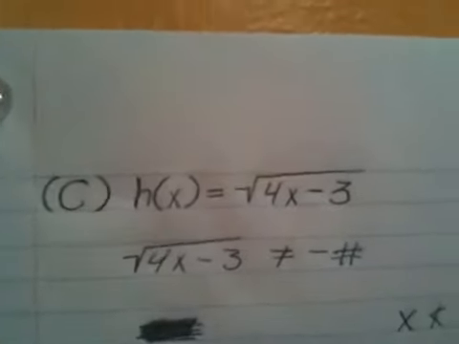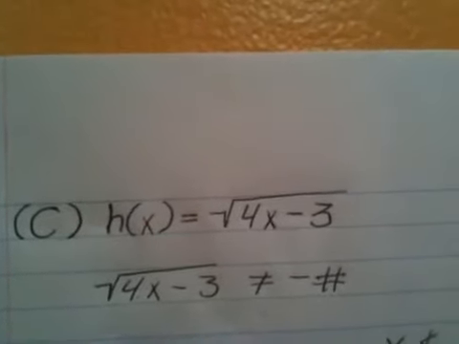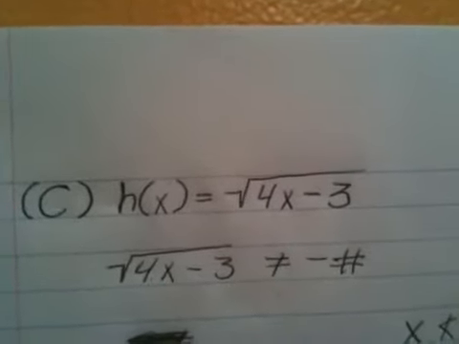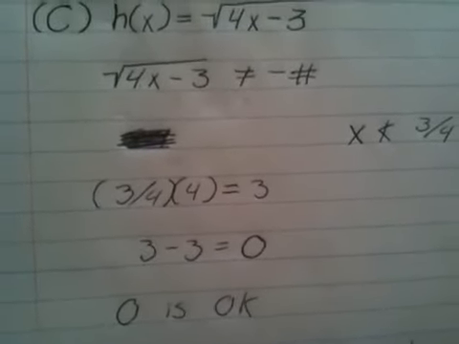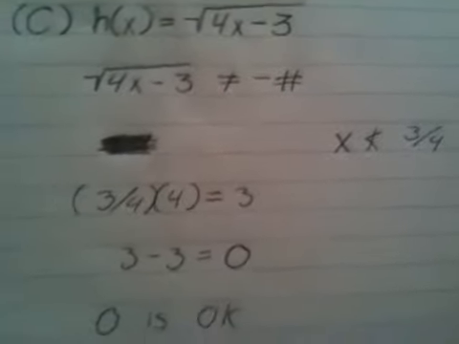C is h of x equals the square root of 4x minus 3. 4x minus 3 cannot equal a negative number. Since 4 times 3/4 equals 3, and 3 minus 3 is 0, 0 is okay, since that is not an irrational number. But anything smaller than that would create an irrational number. So x cannot equal anything smaller than 3/4.